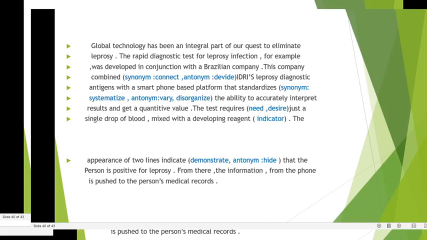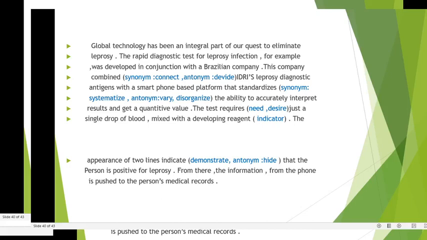The test requires just a single drop of blood, mixed with a developing reagent. The appearance of 2 lines indicates that the person is positive for leprosy.